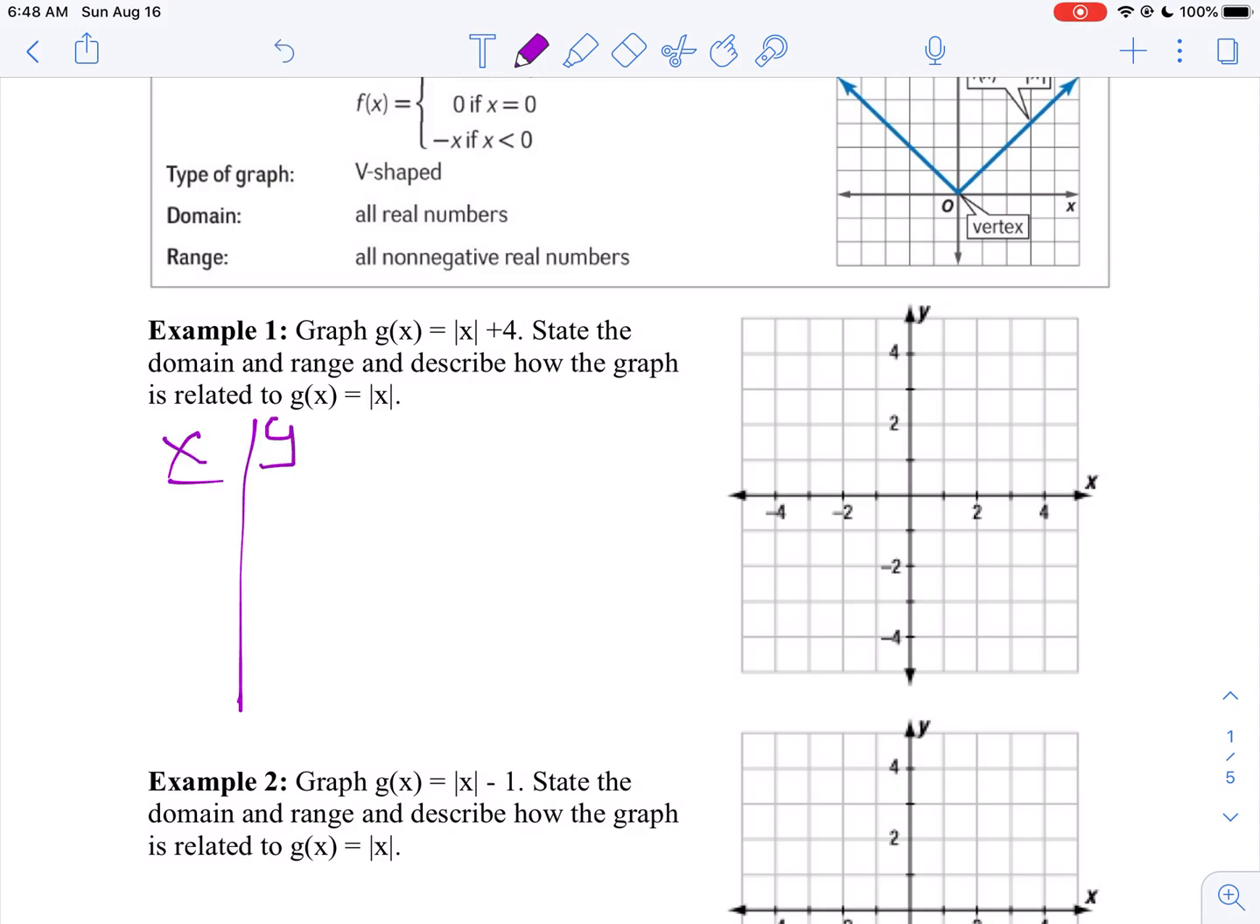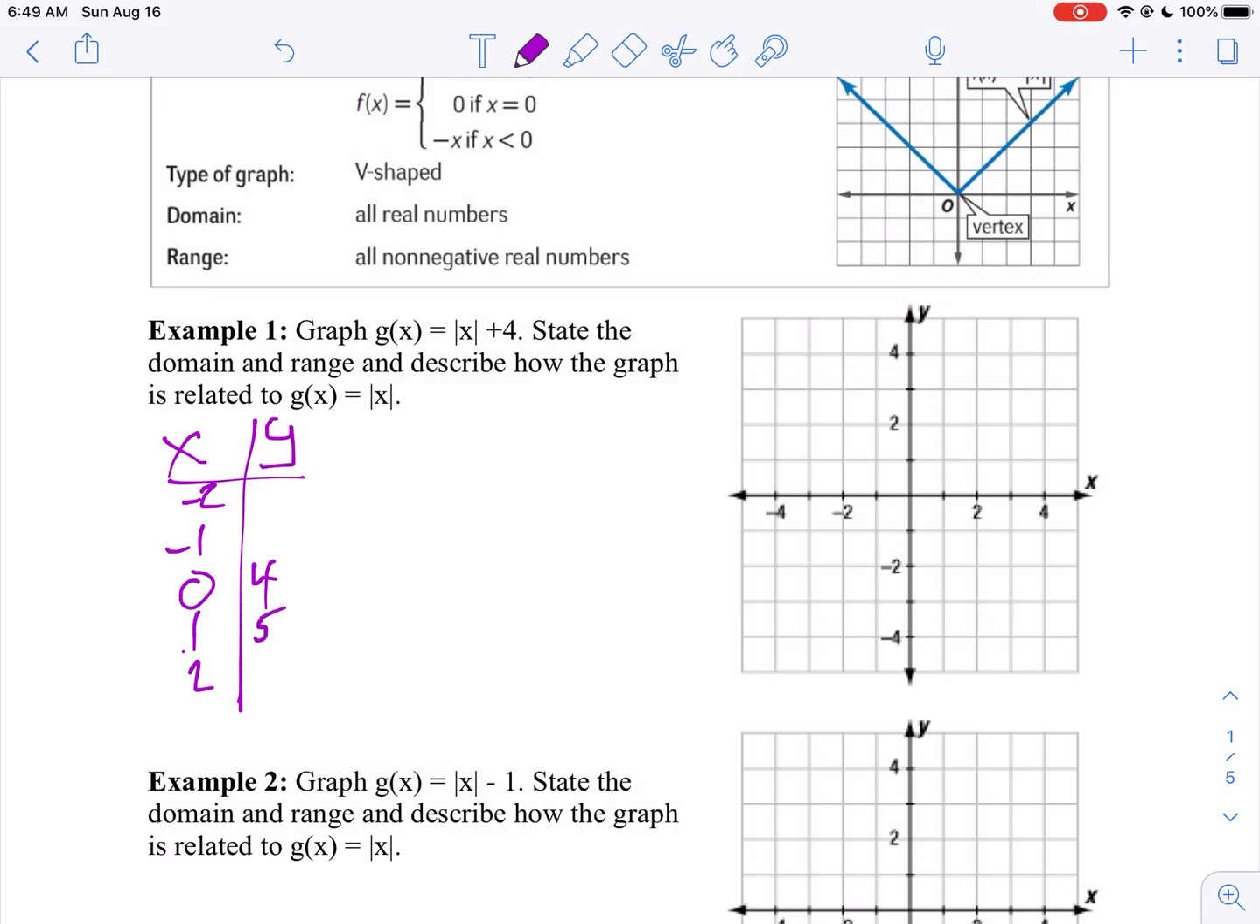I'm going to put 0 right in the middle. So -1, -2, 1, and 2. I think I'm going to start with 0. The absolute value of 0 is 0. 0 plus 4 is 4. When I do 1, the absolute value of 1 is 1, plus 4 is 5.